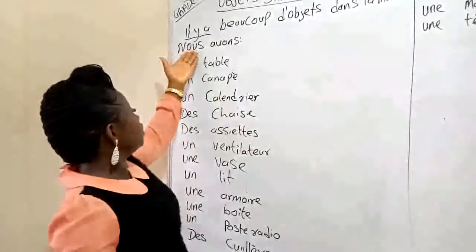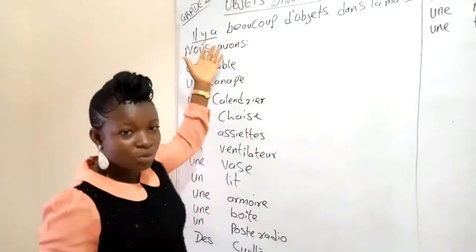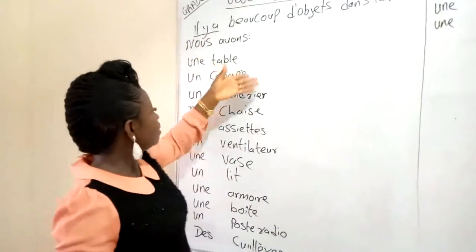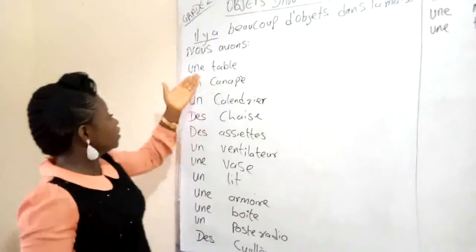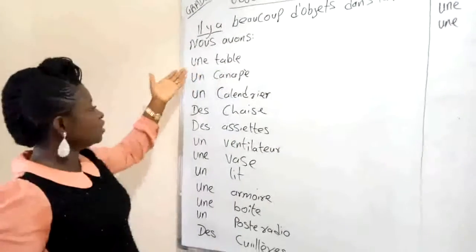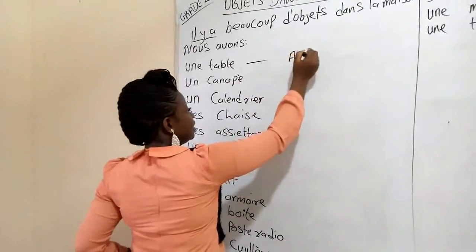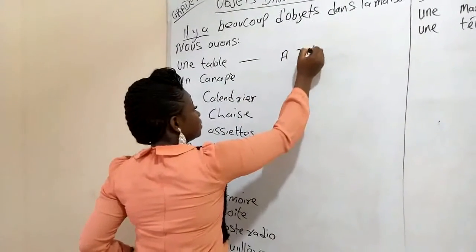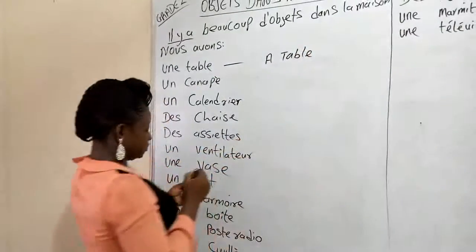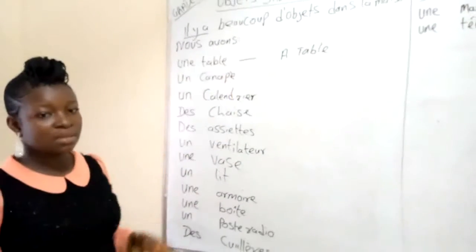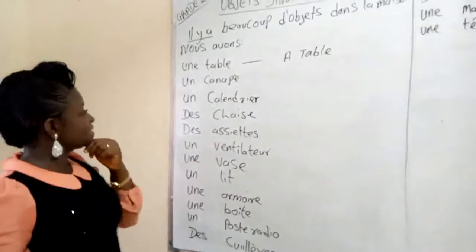You say "nous avons." Nous avons. Nous avons, you start mentioning number one, "une table." Une table here is a table. A table. Une table. A table. Yes.